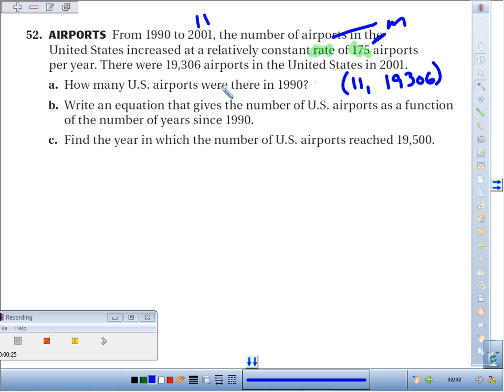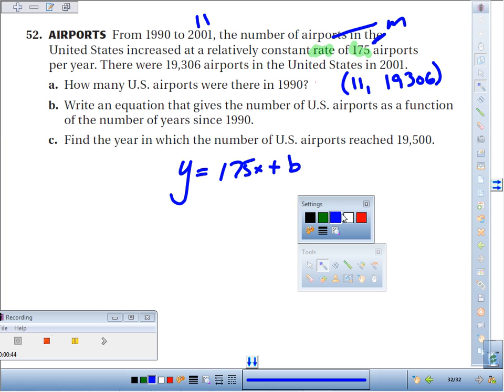How many U.S. airports were there in 1990? They want to know the initial number of airports in the study. The initial value is like our y-intercept. So let's work to find it. y equals our slope, 175x, but we don't know the y-intercept. That's what we're looking for.